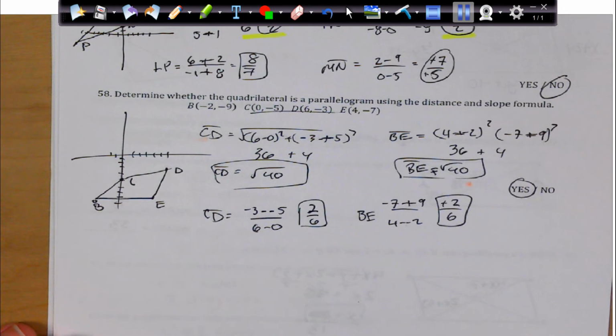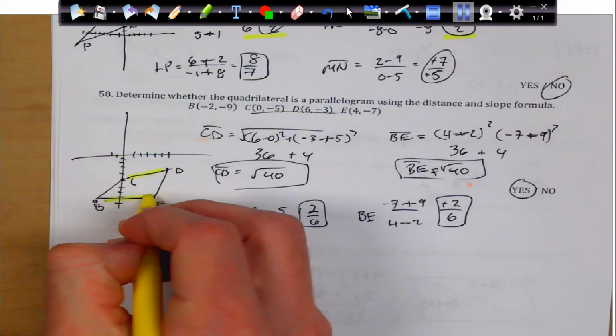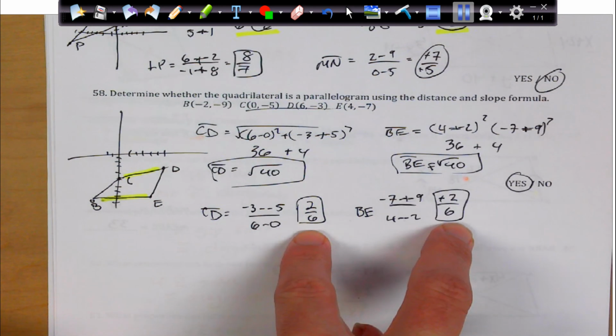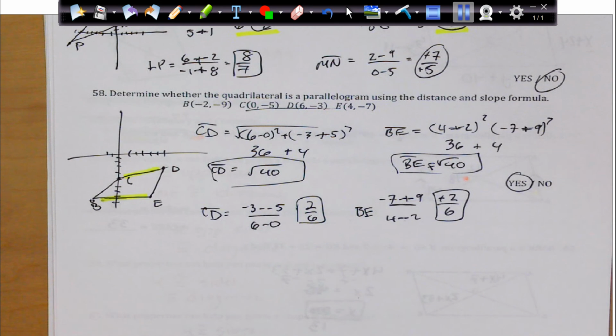And then here we just had to show one pair of congruent sides. So I was only looking at CD and BE here. Their opposite sides were congruent, and their opposite sides did have the same slope, which means the same pair of opposite sides were congruent and parallel, which proves our quadrilateral is a parallelogram.